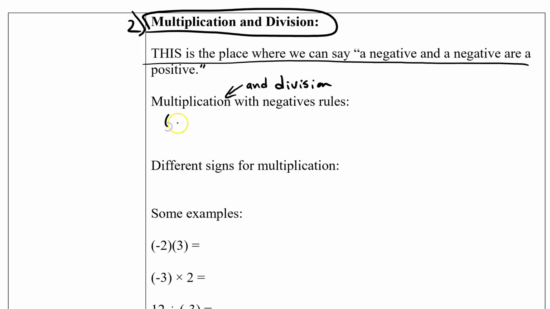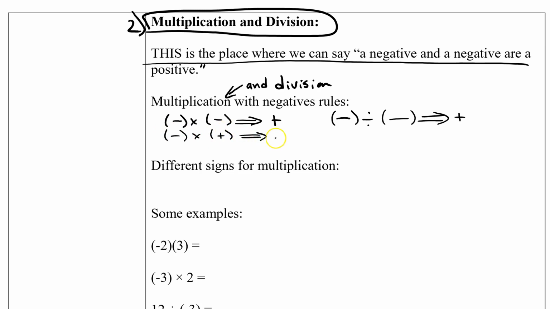So if I were to have a negative times a negative, that would result in a positive answer. Just like negative divided by a negative would result in a positive answer. Or if I were to say a negative times a positive, that would result in a negative number. Just like a negative divided by a positive would result in a negative number.